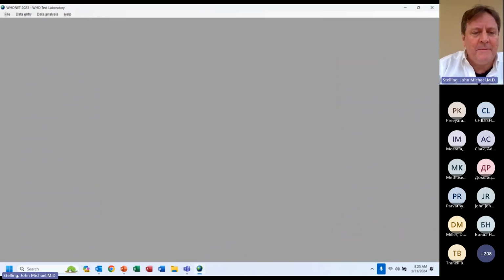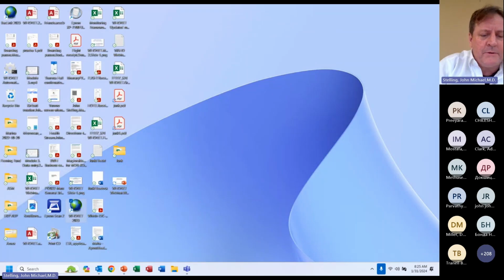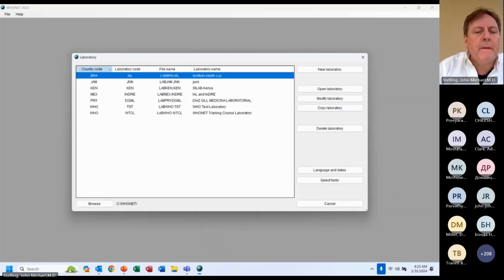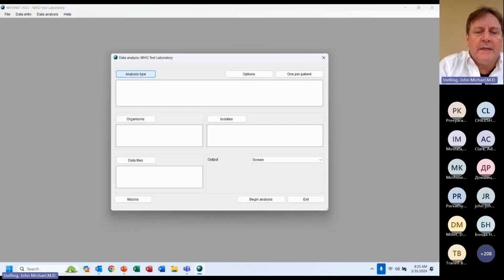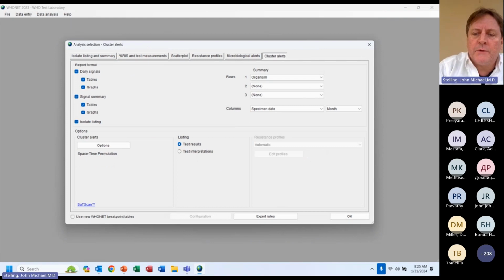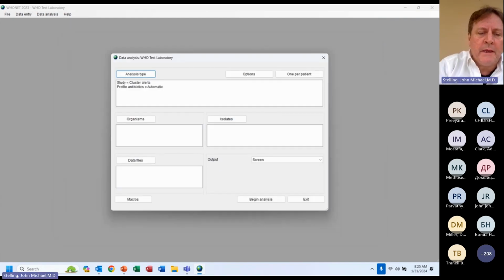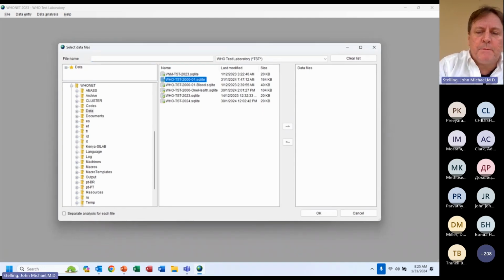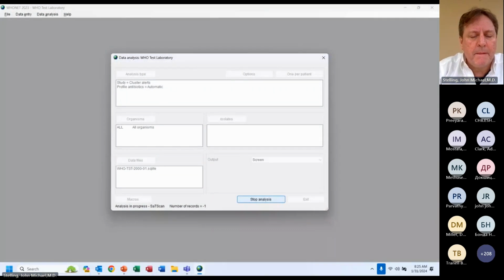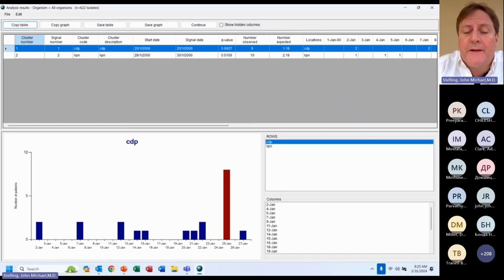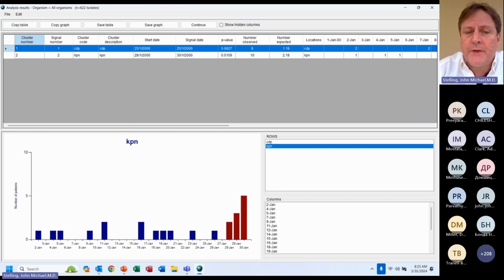So let me just leave WHONET completely and start WHONET again. WHONET laboratory, data analysis, analysis type, cluster alerts, organism by day, okay. All organisms, 1 month of sample data, begin analysis. Yeah, so we have the graphs back. So you've already seen this, the 7 diphtheroids on the 1 day and the 10 Klebsiella in 3 days.